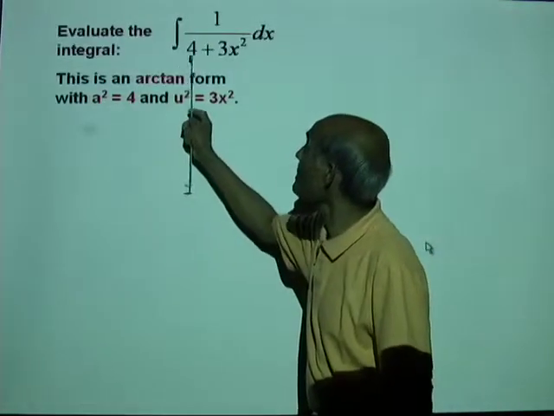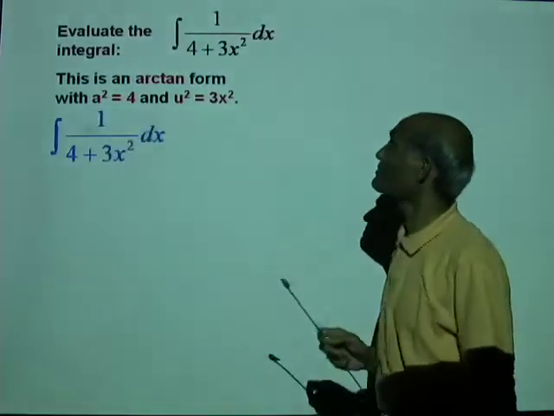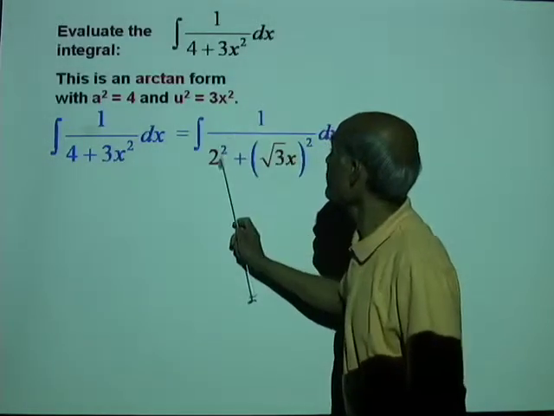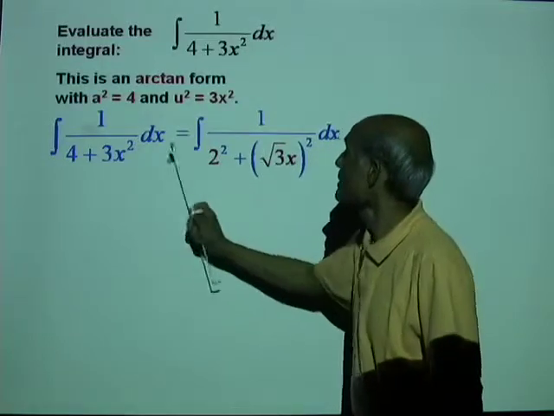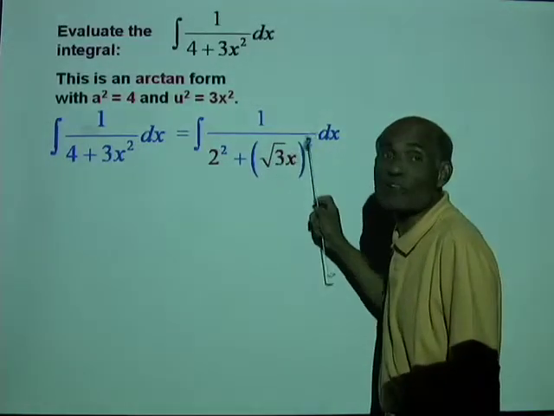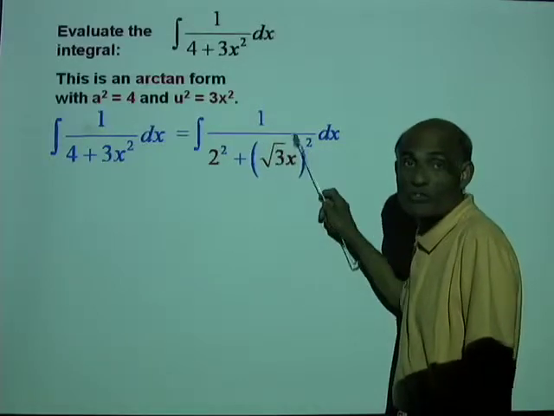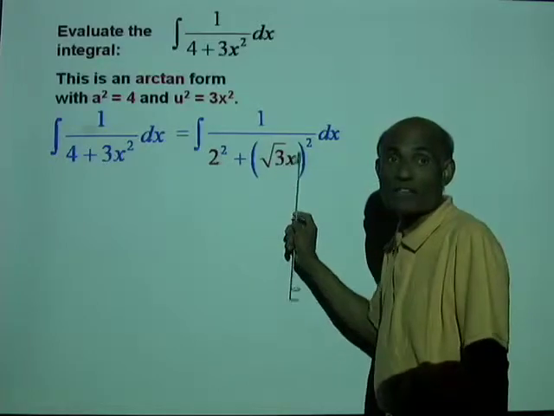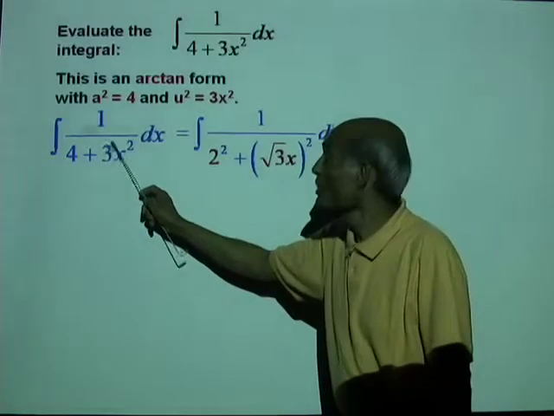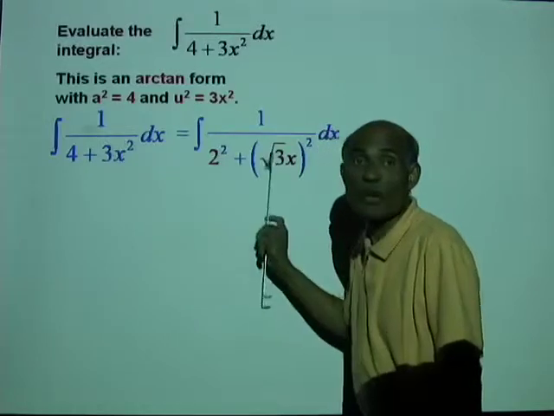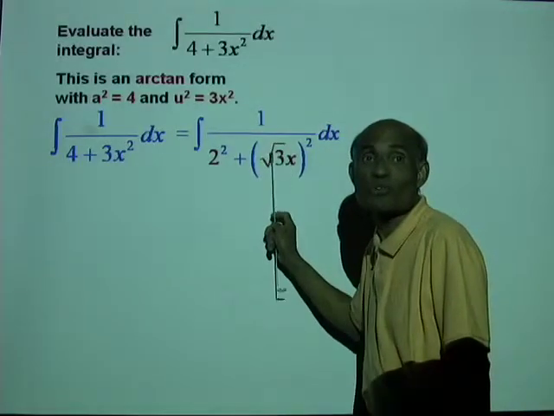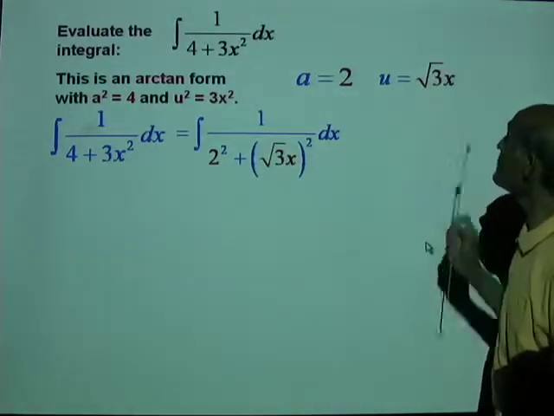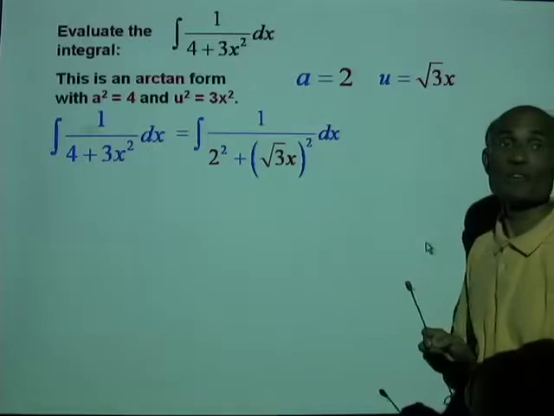So we have a squared equal to 4, u squared equal to 3x squared, and we will write it like this: the integral of 1 over 2 squared plus the square root of 3x, all squared. Now what is the square root of 3x all squared? Square root 3 squared is 3 times x squared. So when u squared is 3x squared, u is square root 3x. So a is equal to 2 and our u is equal to square root 3x.